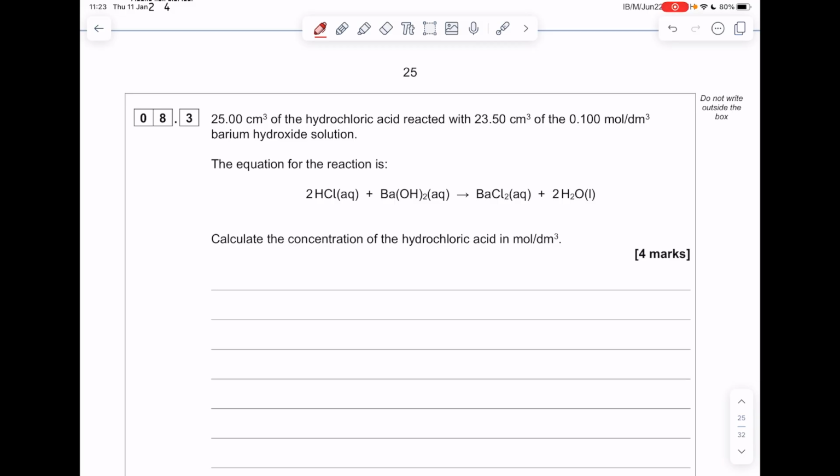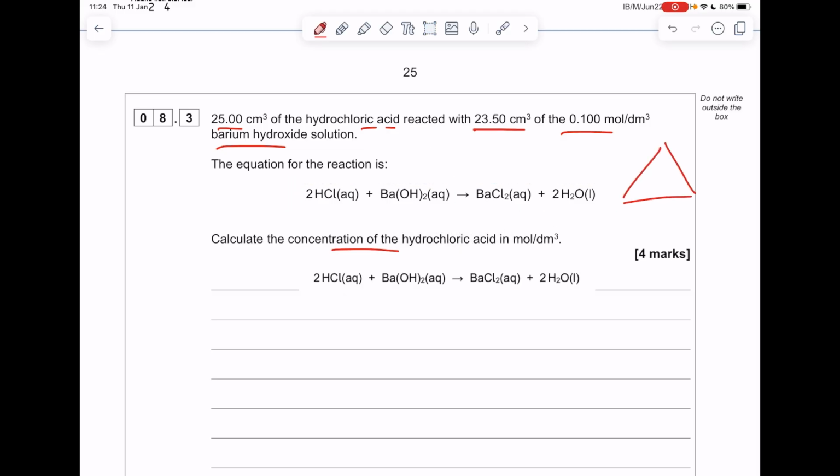25 centimetres cubed of hydrochloric acid was reacted with 23.5 centimetres cubed of 0.1 barium hydroxide. Calculate the concentration. Let's set ourselves up again, steal that equation. This time we need this formula triangle, which is number of moles is concentration times volume. Here's your table you'll want to use, listing NCV down the side.